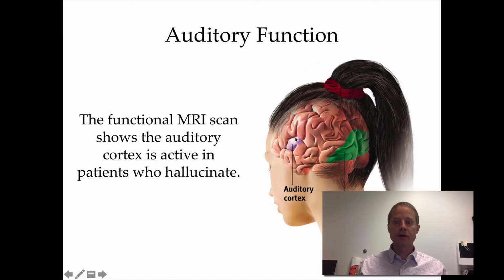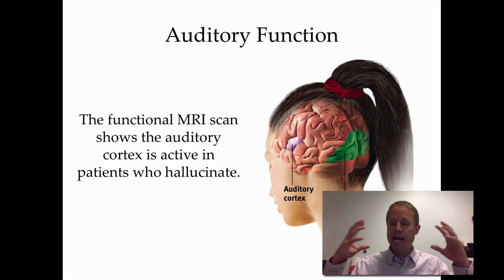Auditory function is processed on the side. It's calling it the auditory cortex. Before I was saying it's the temporal lobe. So the auditory cortex is in the temporal lobe. An MRI also shows that this part is active when people are hallucinating. If they're hearing voices, that part of their brain is actually active. So something is going on there, even though there's no actual exterior stimulation.